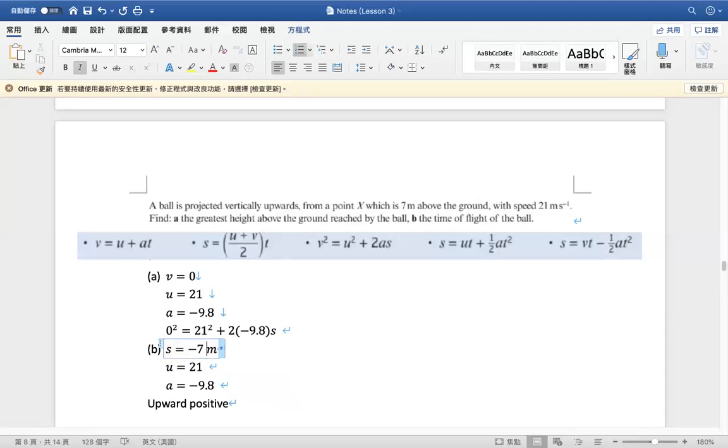So basically, you just have to think carefully about the direction of the quantities here. For example, s is negative 7 because it's going down, right? If it reaches the ground, the position is below the original position, so it's negative 7. For u, because it's projected upward, it's positive. And then a is always pointing downward, and you choose upwards as positive, so it's negative. You don't look at the answer. Sometimes the answer may be wrong as well, even if you get the correct sign.